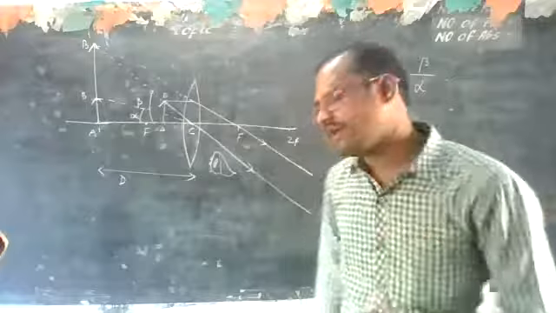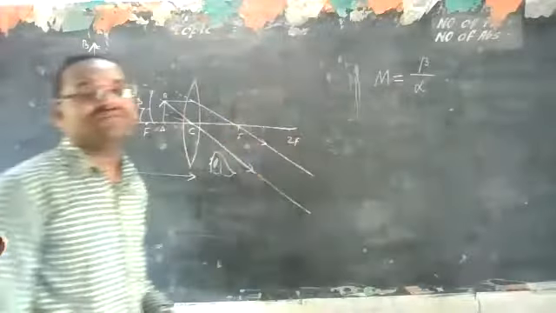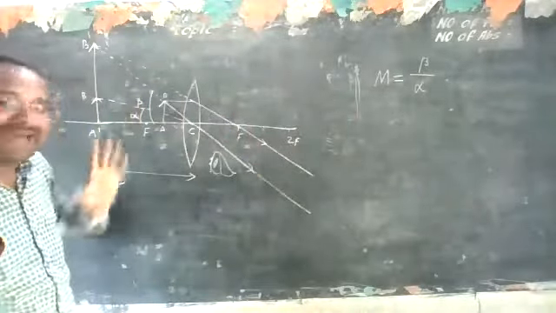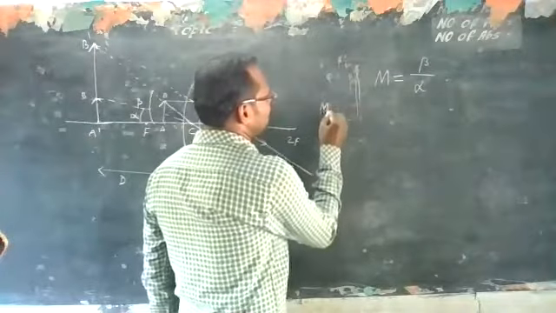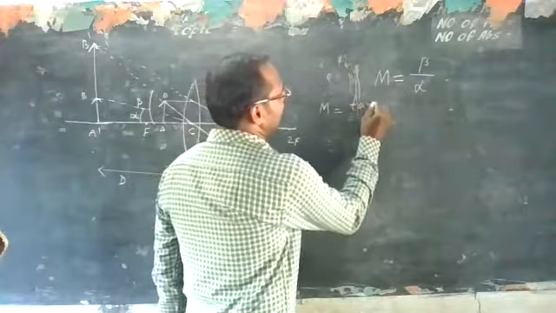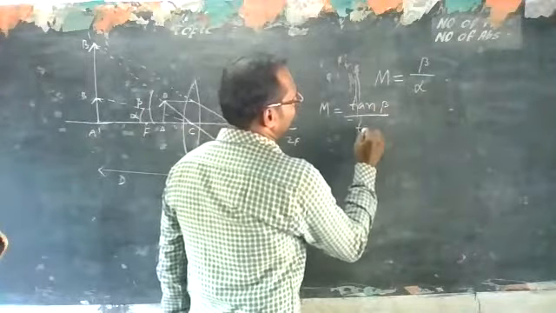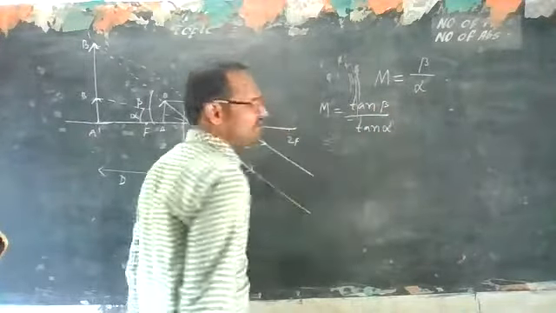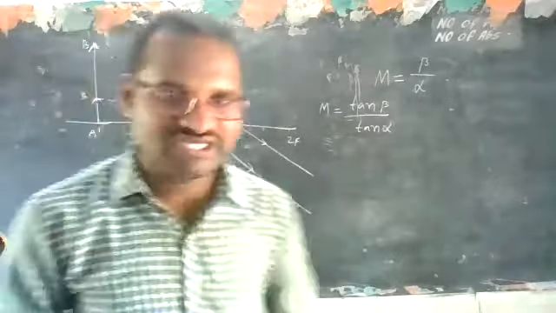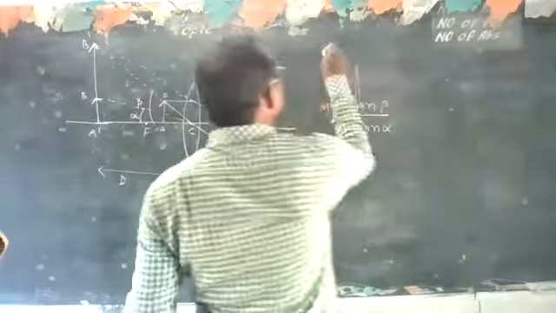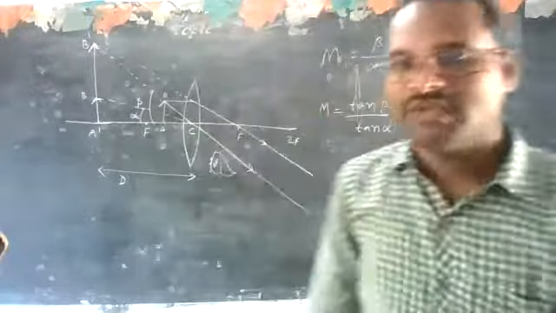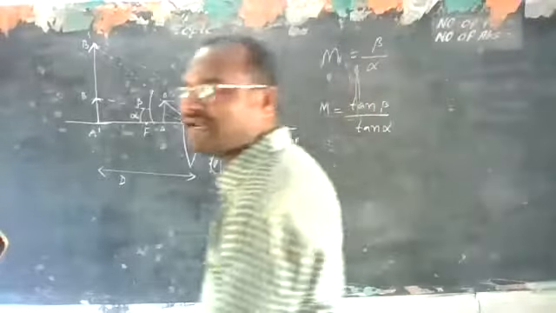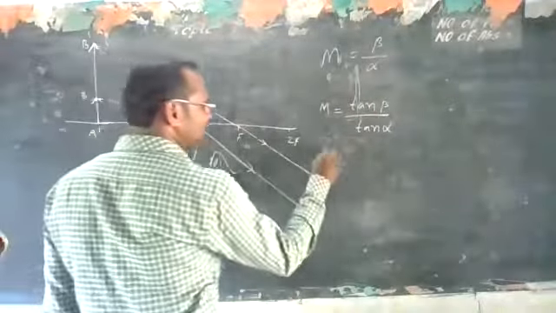Now, if the angles are very small, let us imagine these rays are paraxial rays. If the angles are very small, then this magnification can also be defined as tan beta upon tan alpha. Can be? Yes, definitely. Why not? Clear? So magnification can also be defined as tan beta by tan alpha, equal to beta upon alpha. Now let us find what this tan beta and tan alpha are.